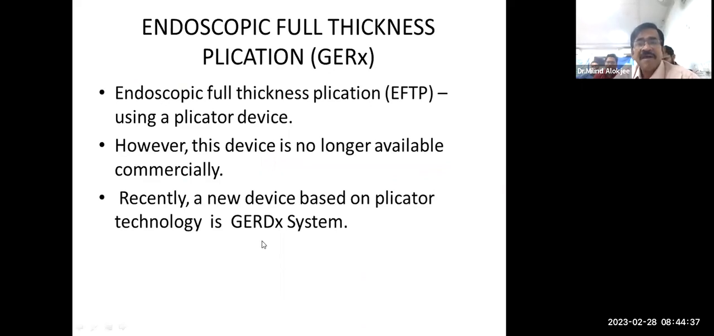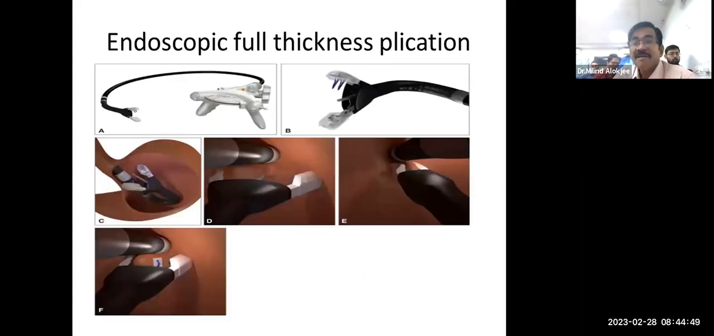Apart from this, there are other endoscopic innovations like endoscopic full thickness plication. However, this device is no longer available commercially. These are the plications which can be done endoscopically.